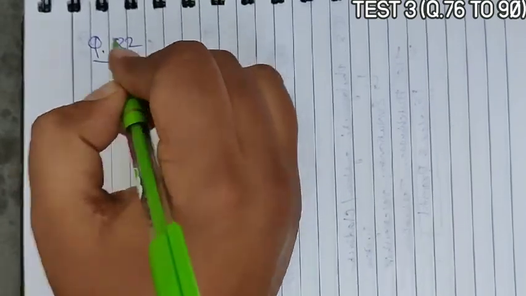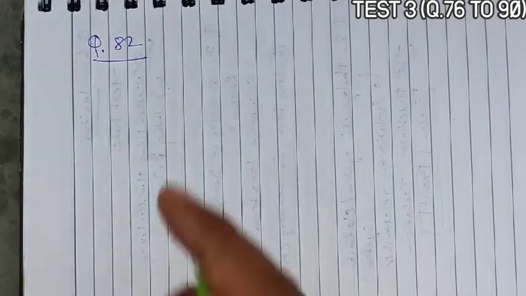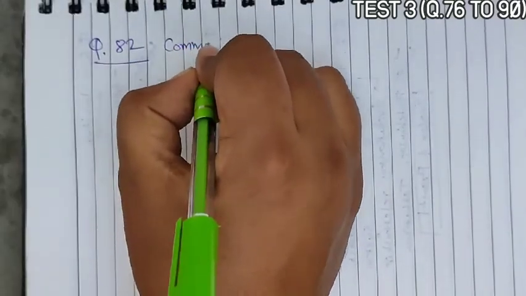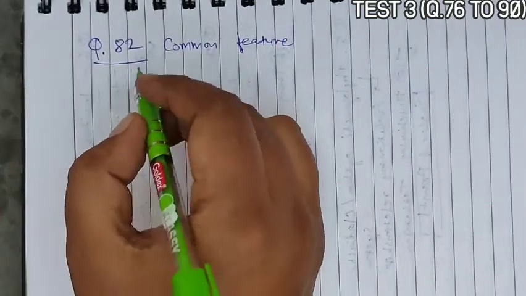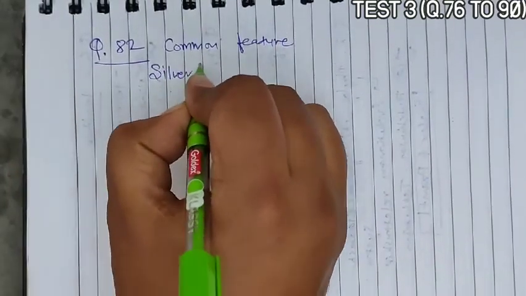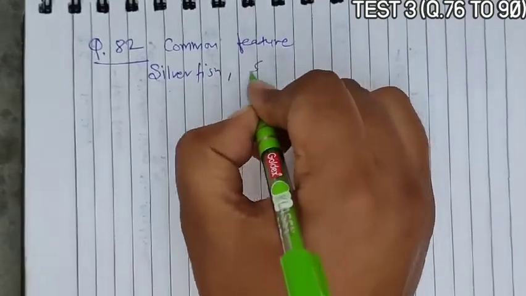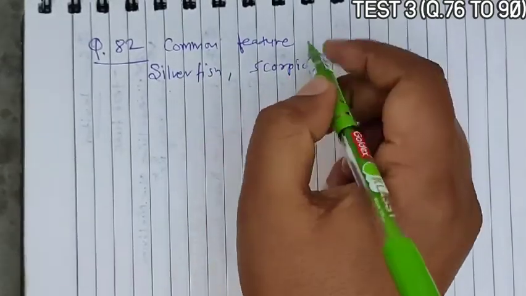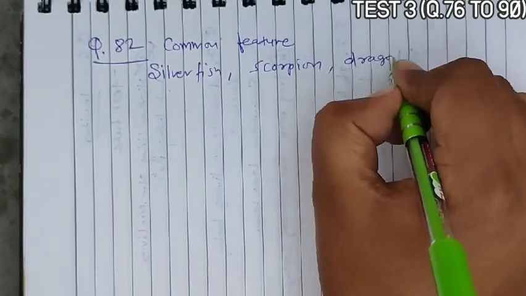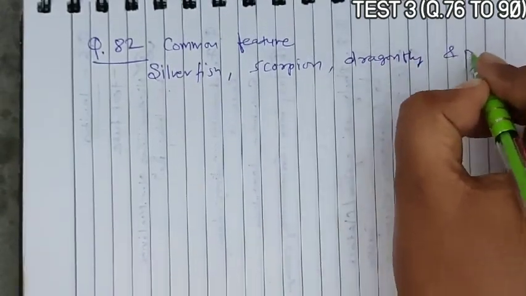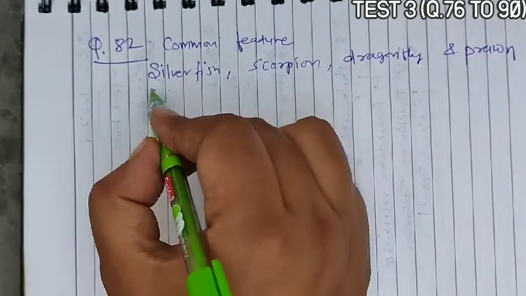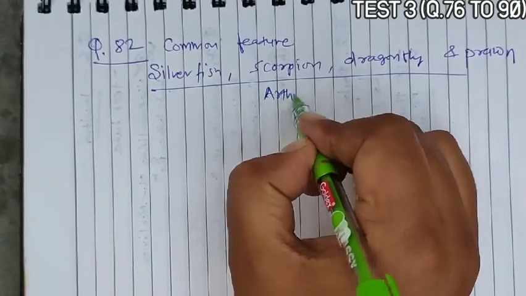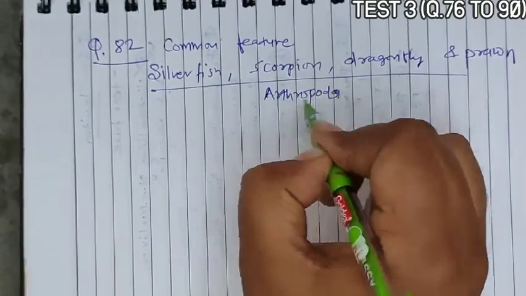Next is question 82. It asks which one of the following features is common in silverfish, scorpion, dragonfly and prawn. We have to again identify the common feature in these four. Now all of these are arthropods, they belong to Arthropoda.